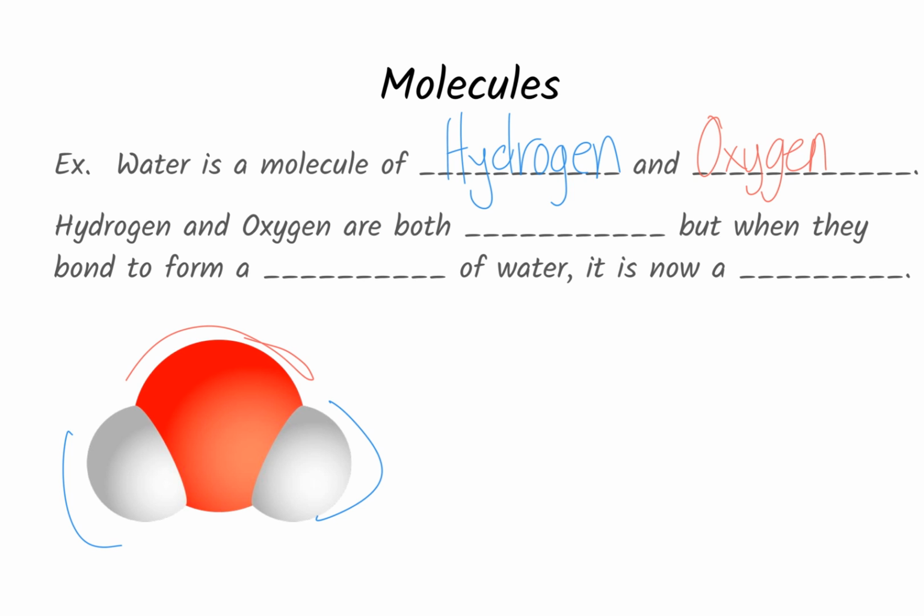Hydrogen and oxygen are both gases at room temperature, but when they bond to form a molecule of water, it's now a liquid at room temperature. Another way that changes is that hydrogen and oxygen are both completely colorless. You cannot see them, but you can see water, liquid water.